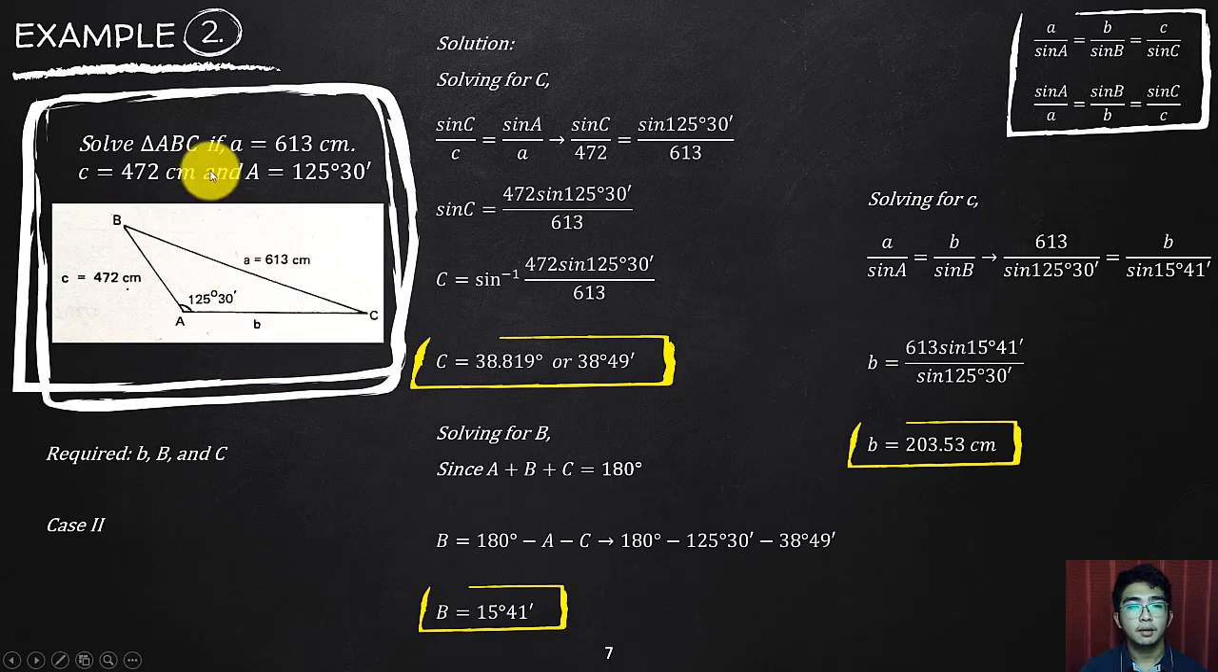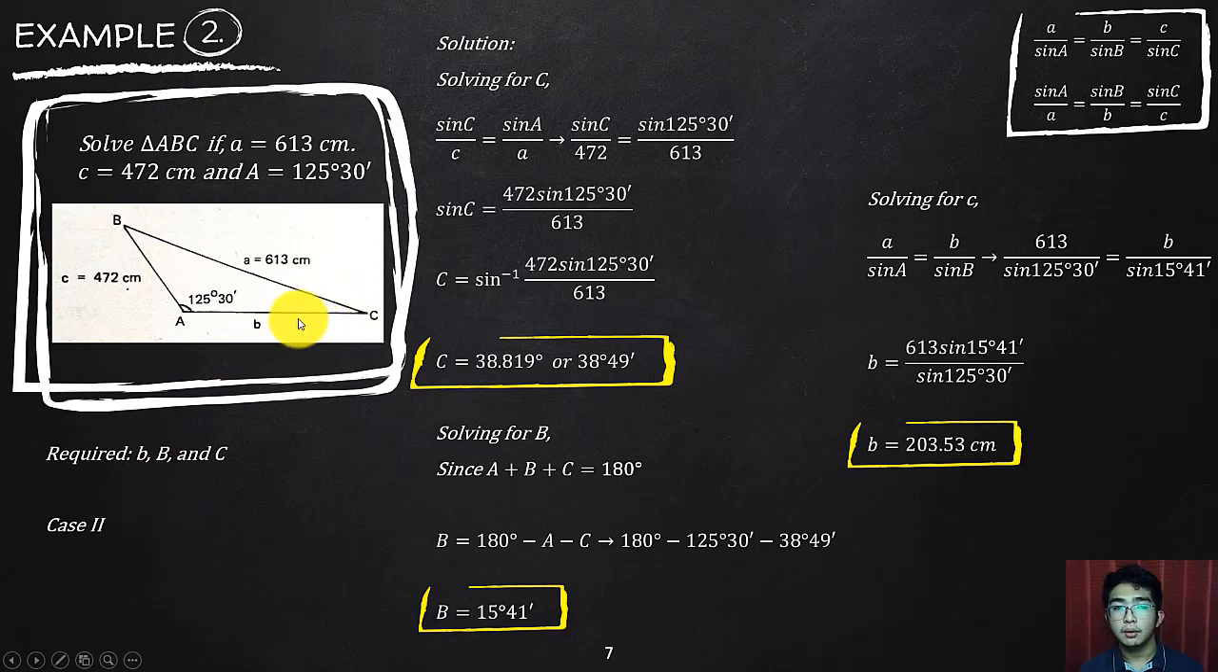Okay, we're given this triangle. A is equal to 613 centimeters, C is equal to 472 centimeters, the sides, and angle A is 125 degrees, 30 minutes. We are asked to solve for the triangle. Therefore, the missing quantities will be side B, angle B, and angle C.